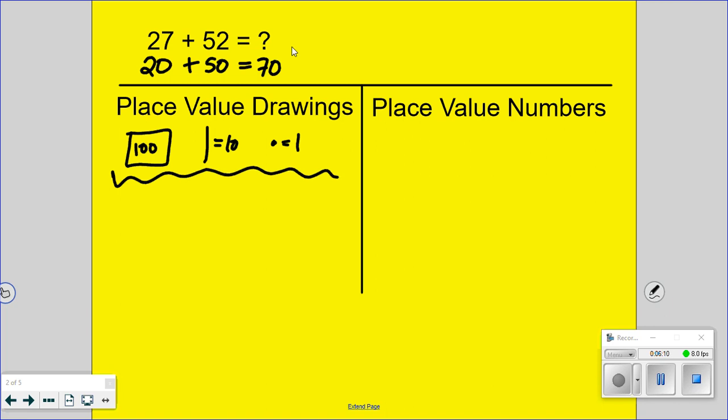Draw them and then do a little squiggle because that's not actually what we're adding. All right, Samaya, we need to build the number 27. What am I going to draw to represent 27 with these pieces?